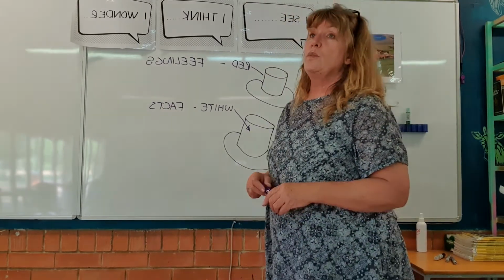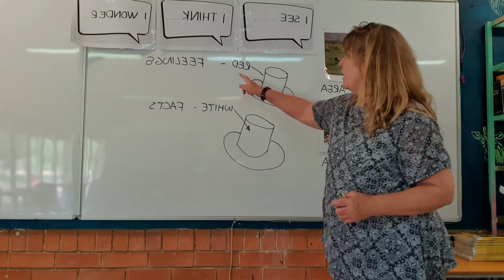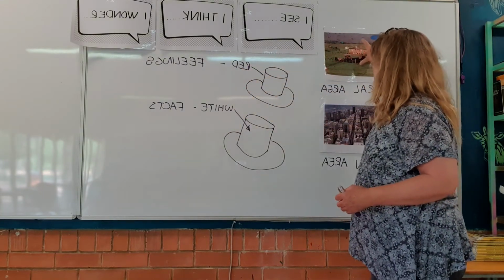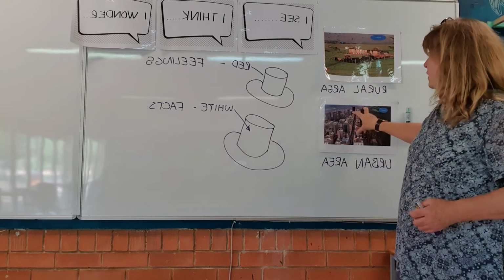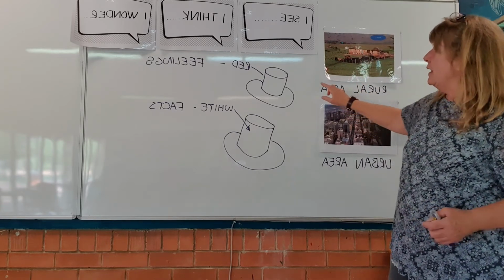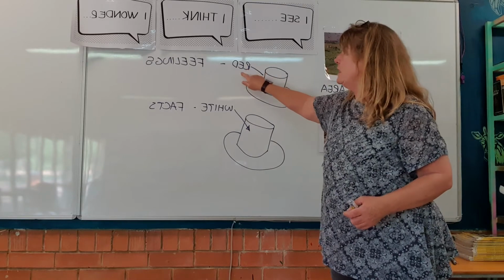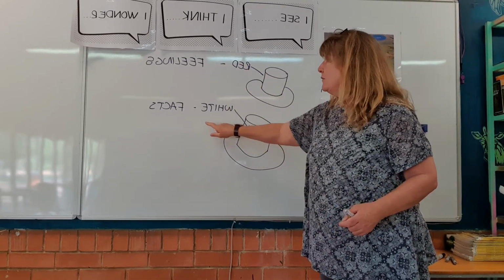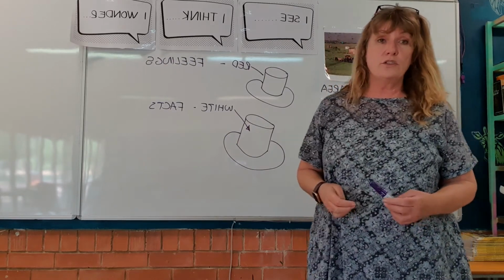So I need you please to write a short paragraph describing which area you'd like to live in, an urban area or a rural area, and then I want you to give me the de Bono's hats. The red, write a short thing about how you would feel living there, and then the white hats give me the facts about why you want to be where you are.